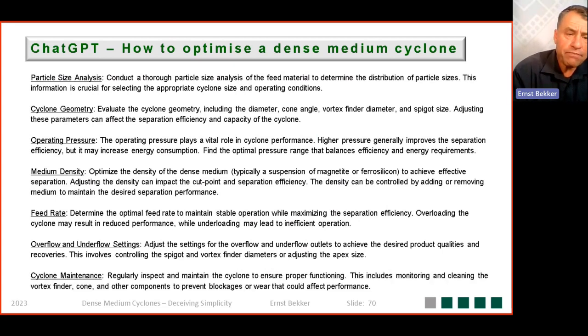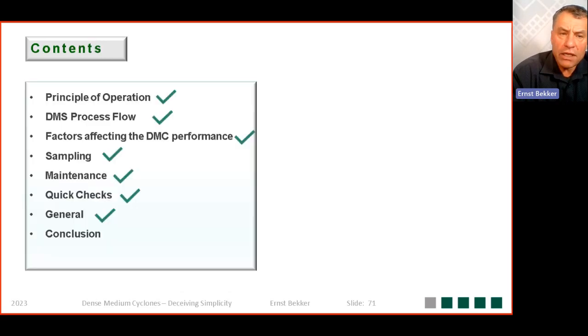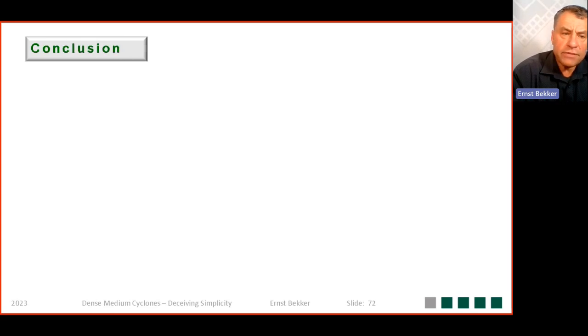Then cyclone maintenance, it does indicate it's important to inspect the unit. And then it talks about inspecting the vortex finder and cones to prevent blockages and where that could affect the performance. I am in agreement with the where. However, the internals of the dense medium cyclone seldom block unless there is foreign material like wood or steel coming into the unit. So we inspect the cyclone predominantly not to remove blockages, but to check the wear profiles of the wear linings. So that is it on the general section.